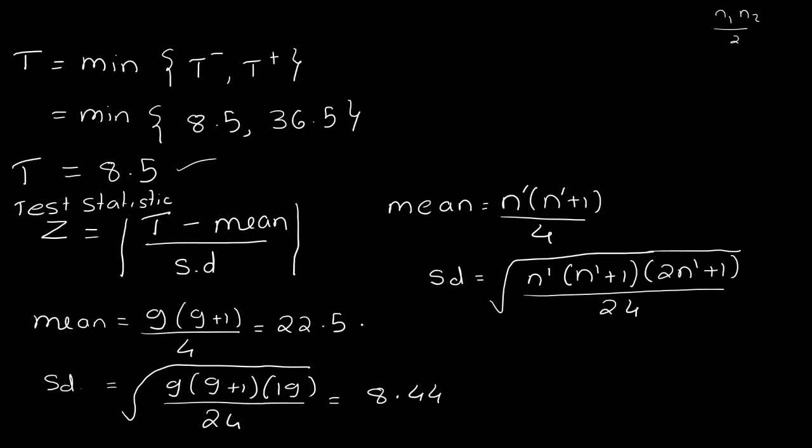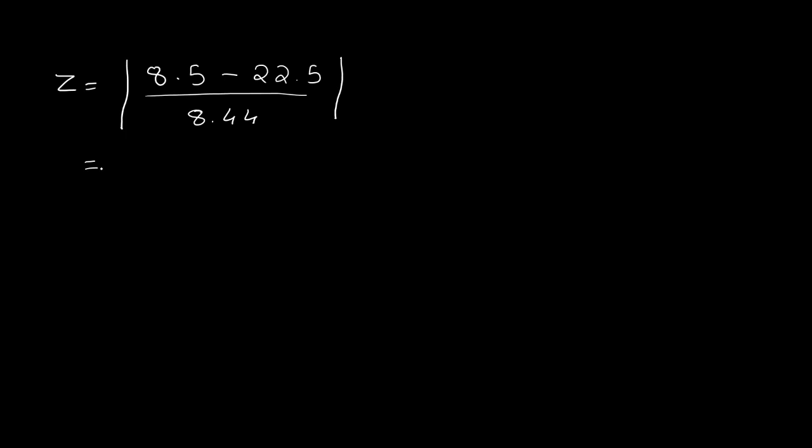Now I will substitute these values in this test statistic. So my test statistic will look like z is equal to mod of t value I have calculated to be 8.5, minus my mean value 22.5, divided by the standard deviation value, that is 8.44. If you solve this, it comes out to be 1.66. Now this is my calculated value.